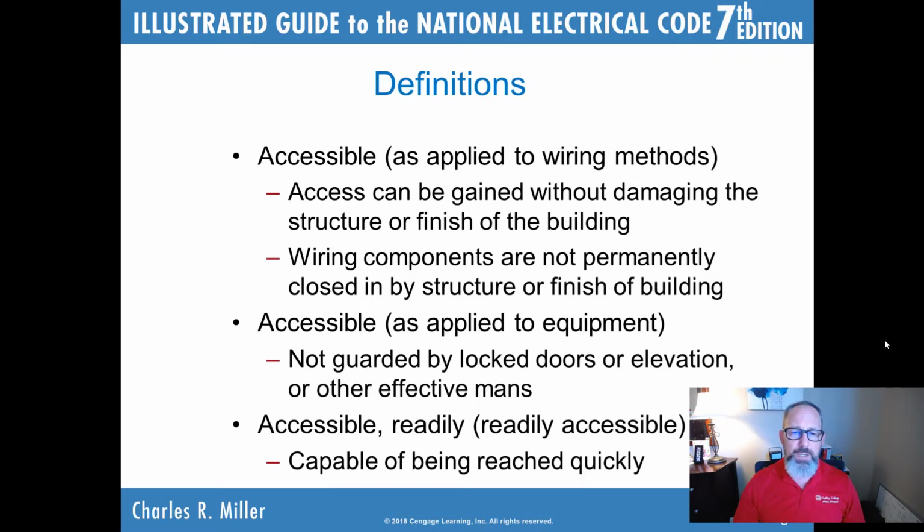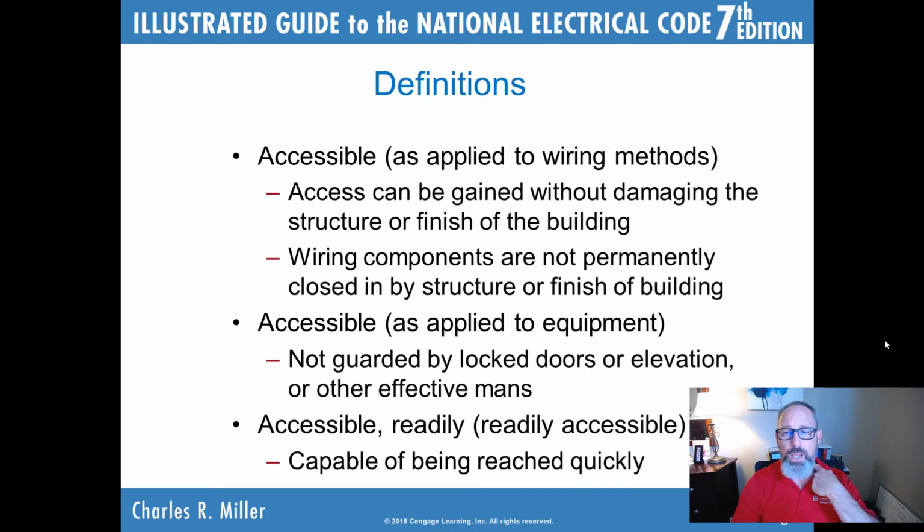The other part of accessible is that it applies to equipment not guarded by locked doors or by elevation or other effective means. So we don't want to have an electrical panel, such as a disconnect, locked if it needs to be used as a disconnect. A disconnect means in an emergency, you could go over and turn it off. You could lock up a panel with all its breakers. That's pretty common. But a disconnecting means for a piece of equipment should not be locked.